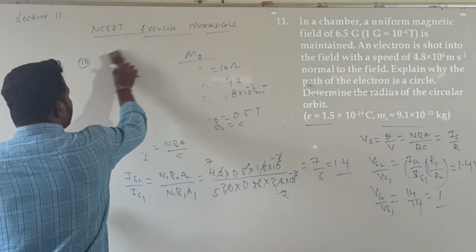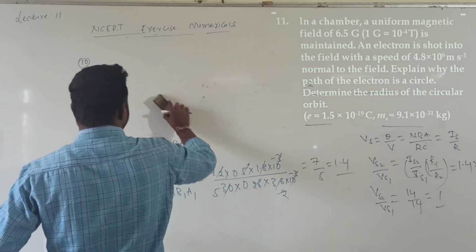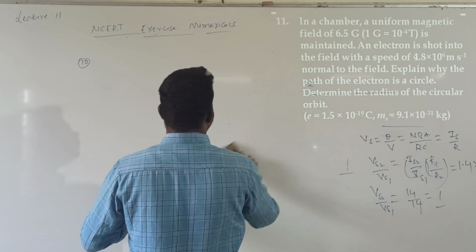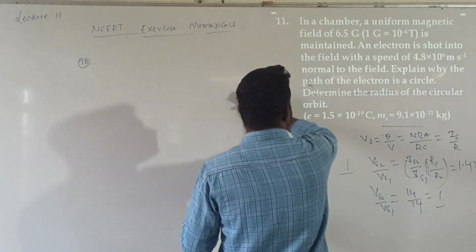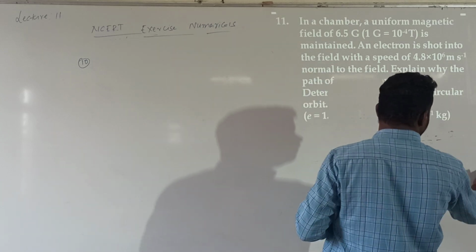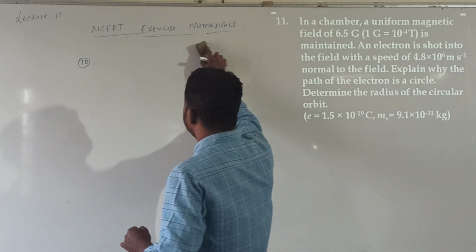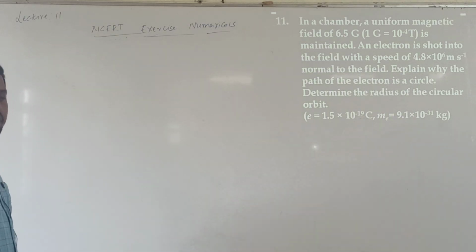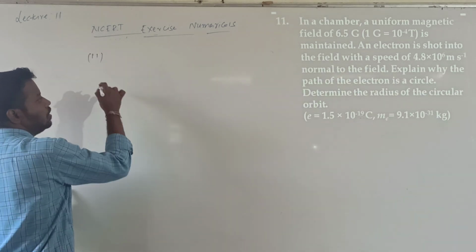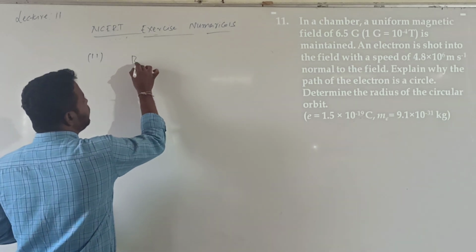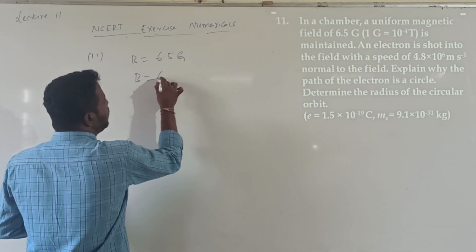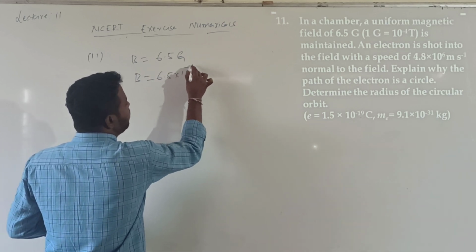Next, question number 11. What is this question? In a chamber, there is a uniform magnetic field of 6.5 Gauss, which is equal to 6.5 into 10 power minus 4 Tesla, since 1 Gauss is 10 power minus 4 Tesla.